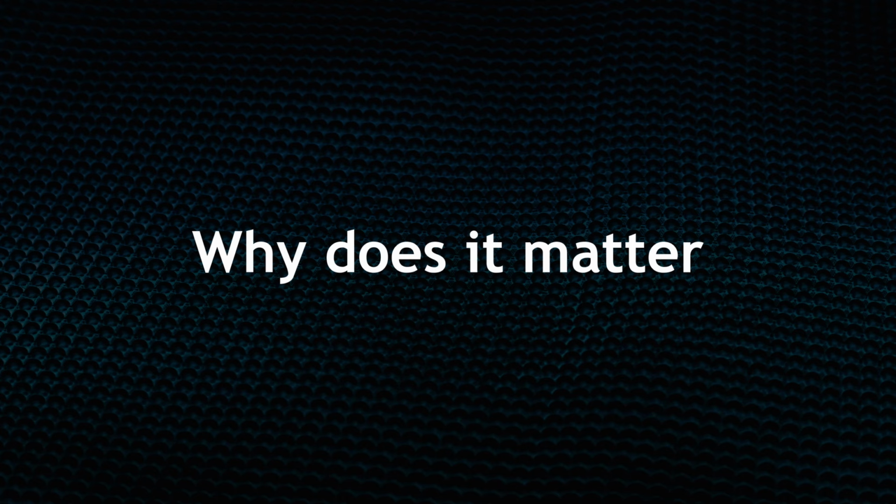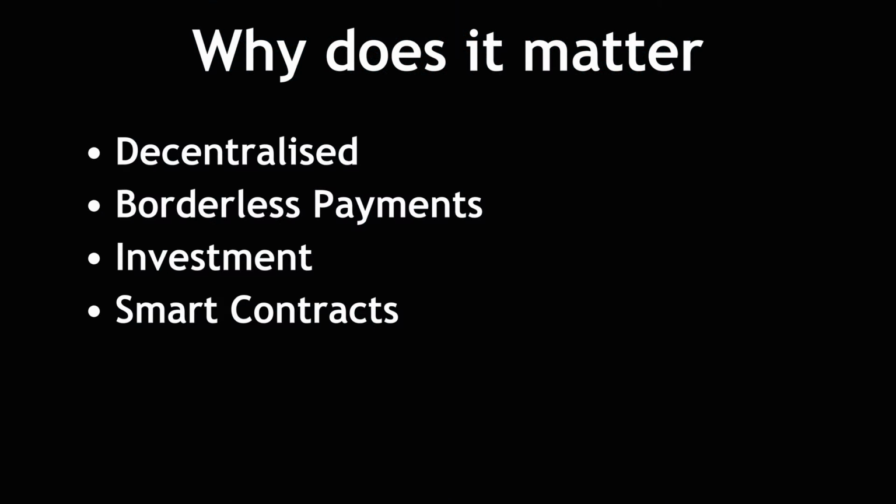So why do people actually care about cryptocurrency? Cryptocurrency is popular for a few big reasons. Number one, it's decentralized, meaning no single entity like a bank or government controls it. Number two, it allows for borderless payments. You can essentially send money to anyone, anywhere in the world, without relying on traditional financial systems.